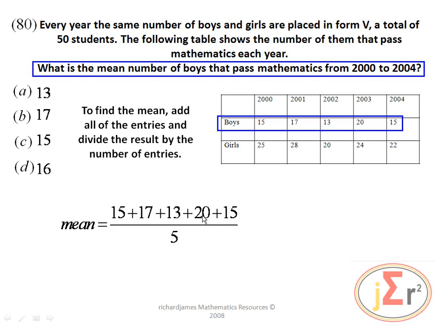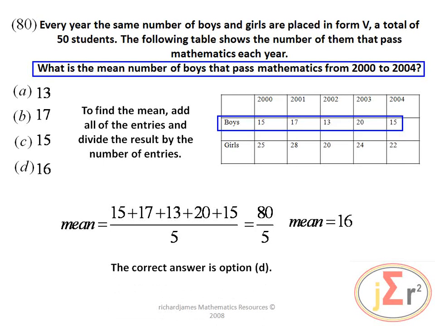And then to that we need to add 20. So that's a total of 80. So that's easy to add. 80 divided by 5, and that is equal to 16. So the mean is equal to 16. And the correct answer is option D.